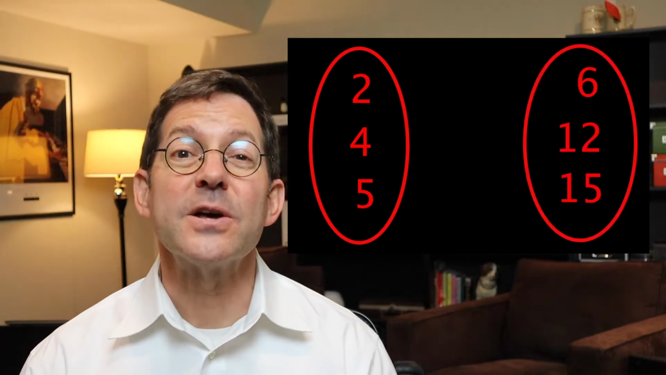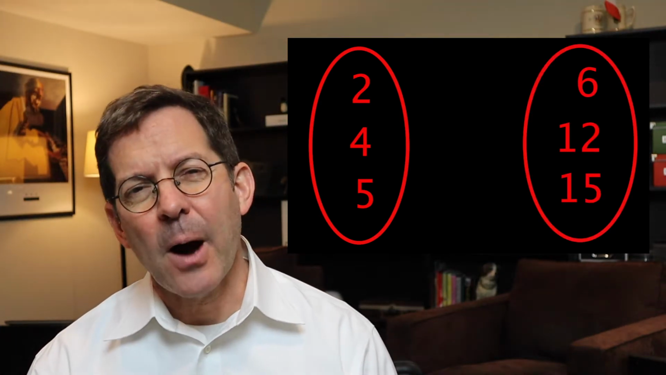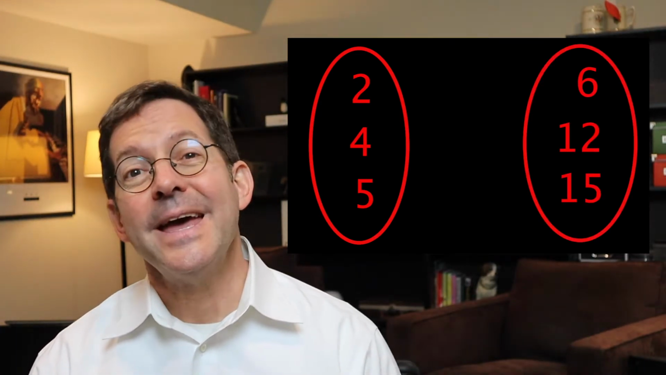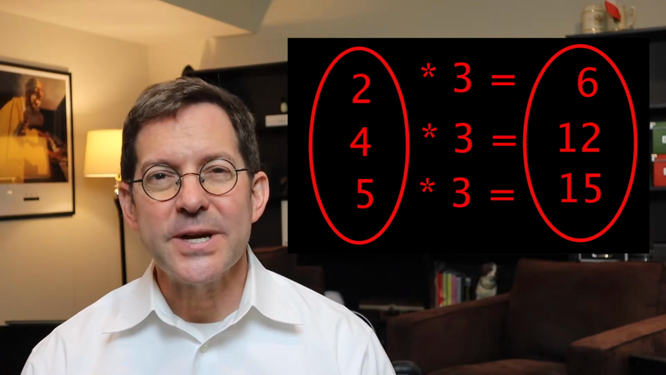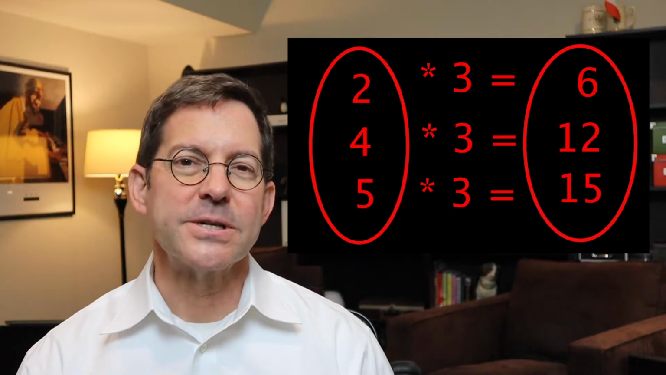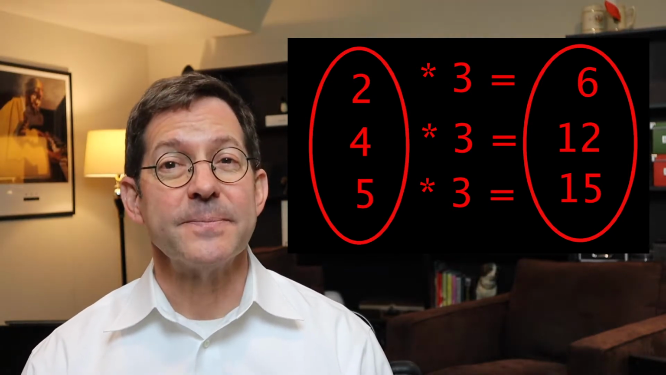Hey students, take a look at the numbers in the following group. Now, take a look at these numbers. How are they related? If you answered that each number in the group on the right is 3 times the value as the numbers in the group on the left, you're correct.